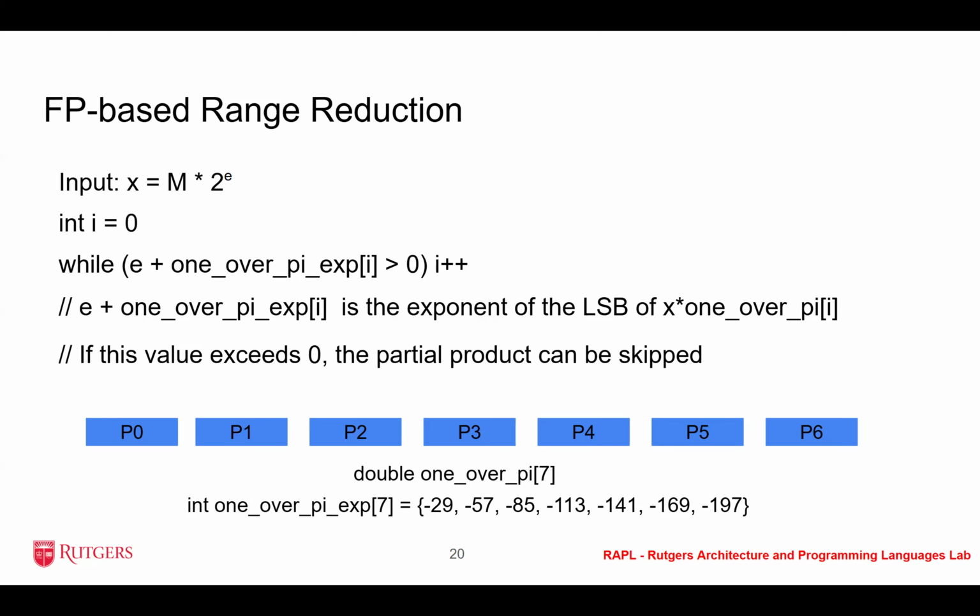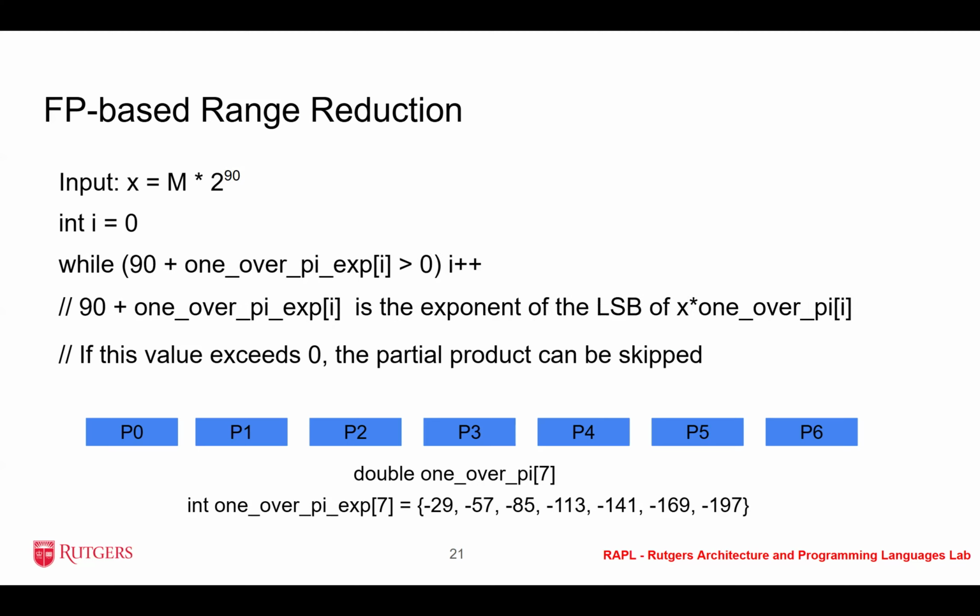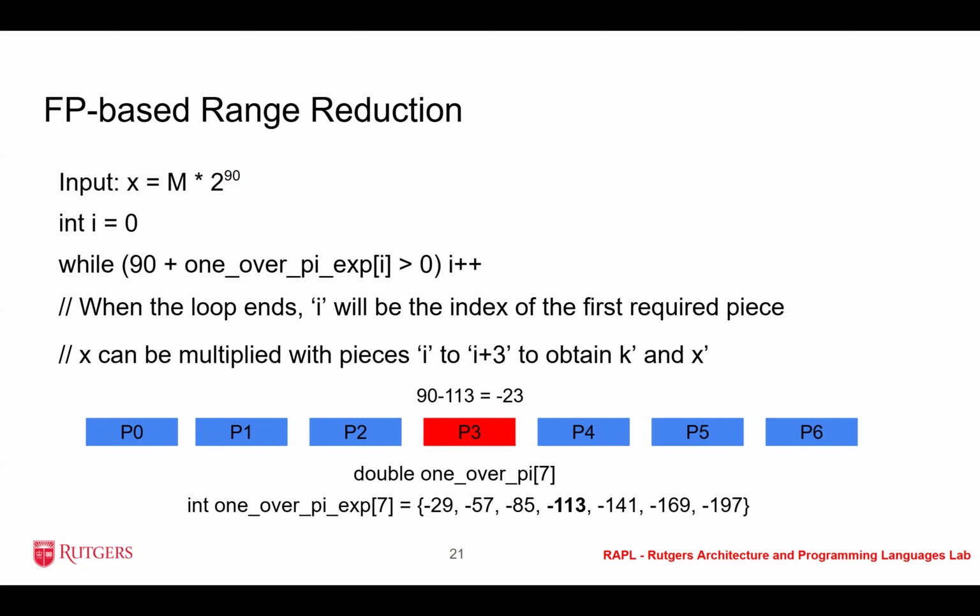So here's an illustration of how the search would work in practice. Let's suppose that the input has an exponent of 90. Based on this loop condition, we are able to conclude that the first 3 pieces can be skipped without impacting the final result. And when this loop terminates, you are able to conclude that the 4th piece is the first relevant piece of 1 over pi, and you can compute partial products using the remaining pieces to proceed with your range reduction and output compensation.